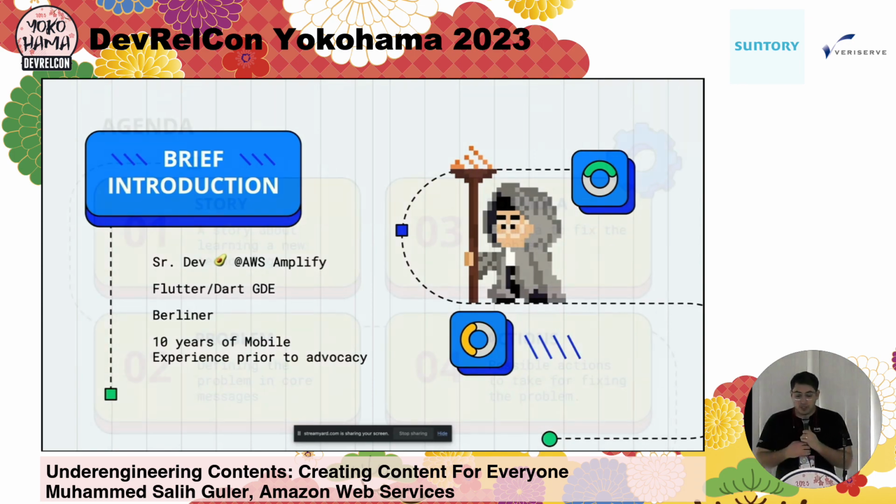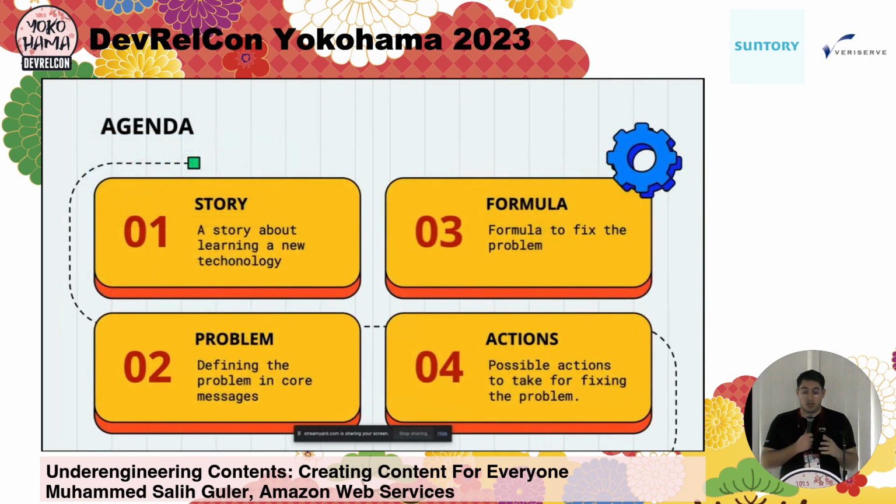Anyway, today's agenda: I will tell you a story about how a developer learns something. Then I will mention the problems that I've seen with that learning approach. Then I will tell you a really secret formula that I have made up for this conference. And lastly, I will talk about some actions. Then we will wrap it up, and hopefully we will have some time to talk about your questions.